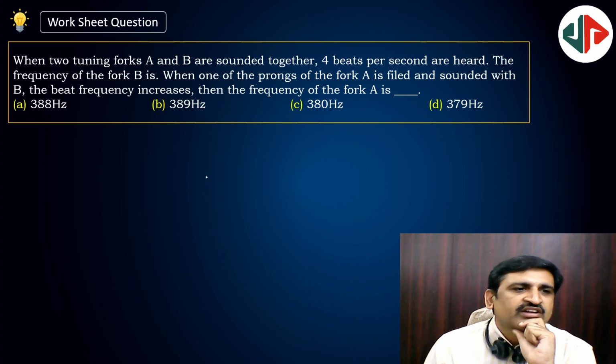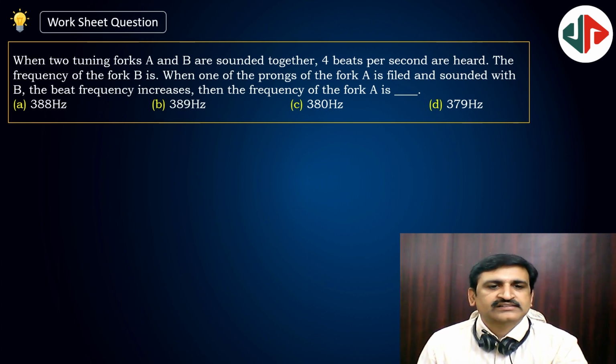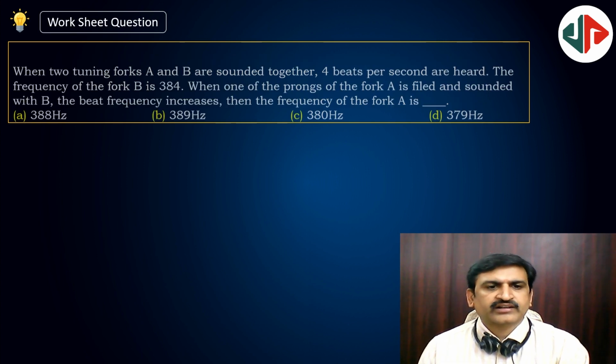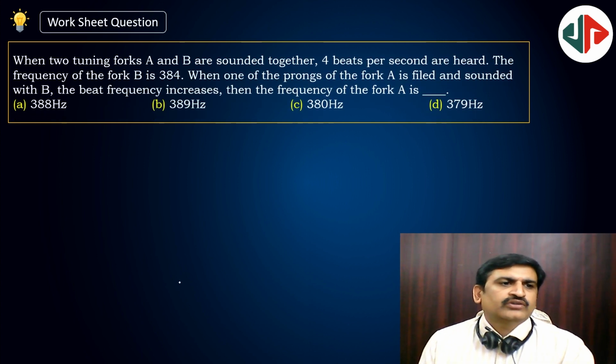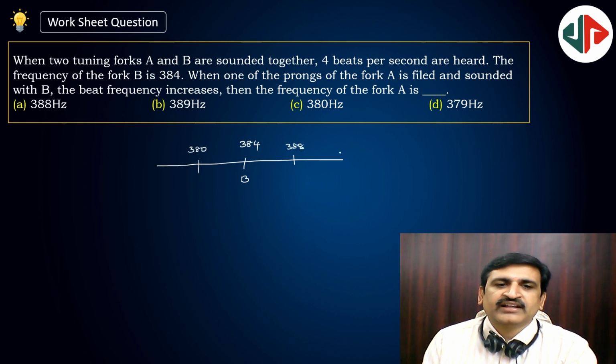Next. When two tuning forks A and B sounded together 4 beats per second are heard, the frequency of the B is, okay, it's missing. Let me find out that number. Yeah, I corrected that. So when two tuning forks A and B sounded together, there is a known tuning fork B. I use number line usually. B tuning fork, whose value is 384, right? And it's producing 4 beats. That means there is a possibility of 380 or 388. And fork A is filed and sounded with B.